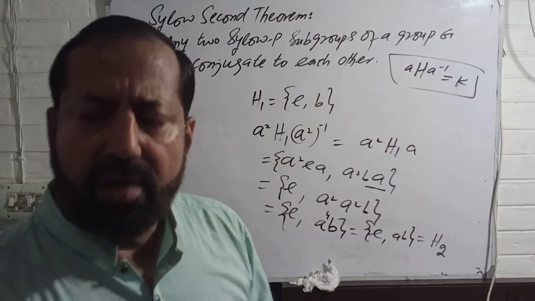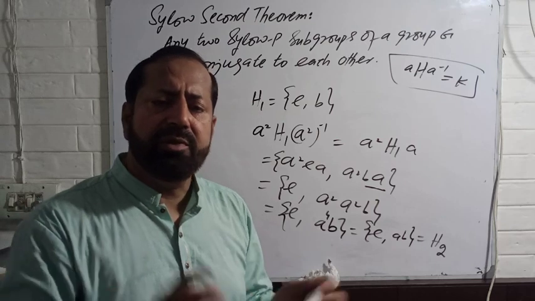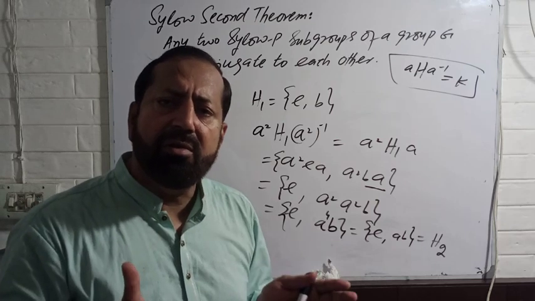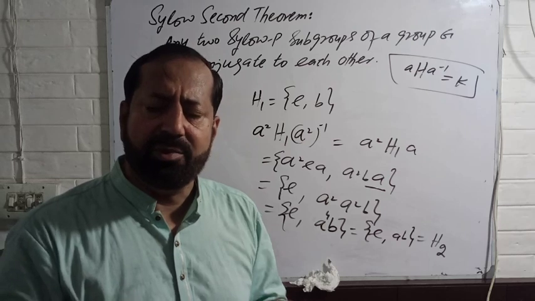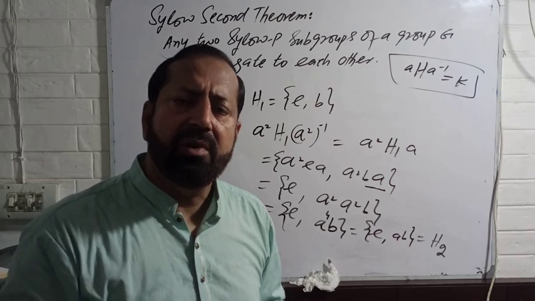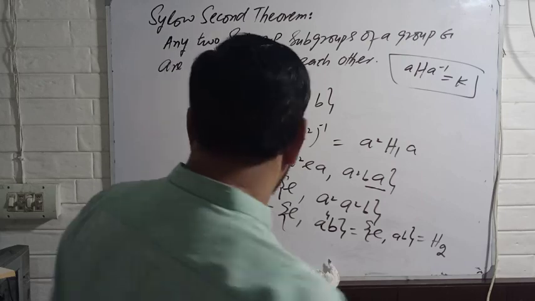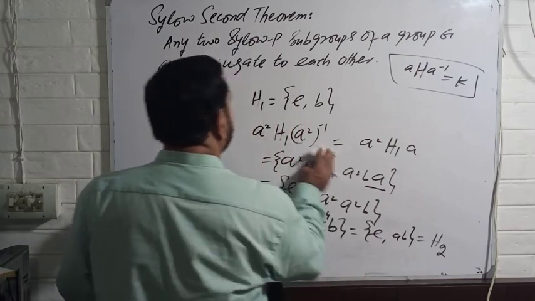So now come to the proof of this theorem. Proof is so easy. If you know the idea of double coset representation, then we can easily prove this theorem. Okay. Now we will try to prove this theorem.